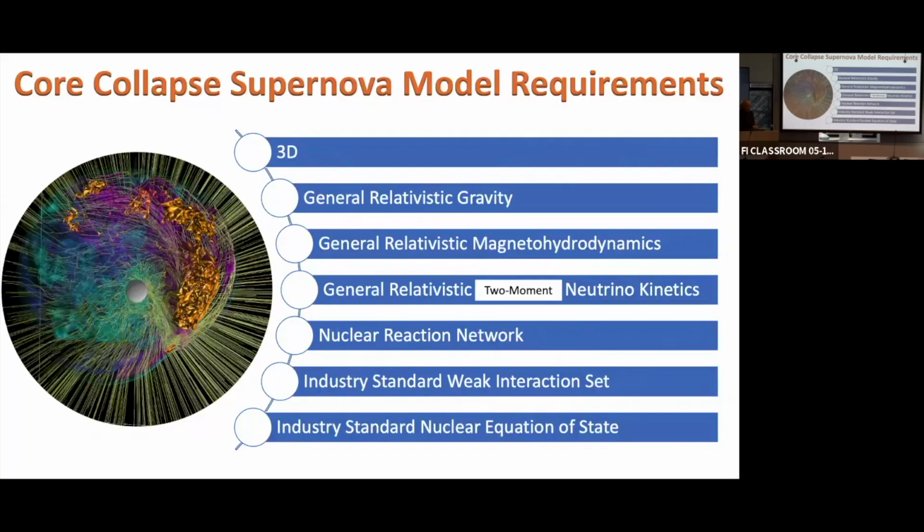He's basically done all of this without the nuclear reaction network. Okay, so those are really significant. Those at present represent, in my view, the state of the art in terms of the 3D simulations. So we have a long way to go here.